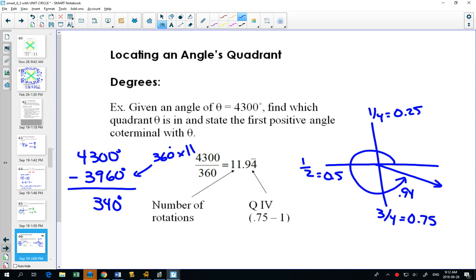Now sometimes you're not given your calculator. So if I didn't have my calculator, I couldn't do this, right? But I could keep subtracting 360s off of 4,300 until I got to a number that was less than 360. And when I get to 340 degrees, that too would tell me it happens to be in quadrant 4.